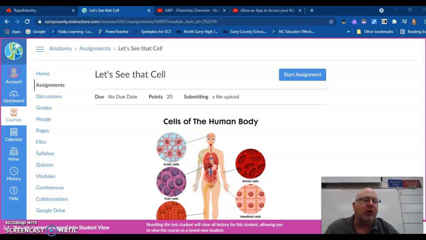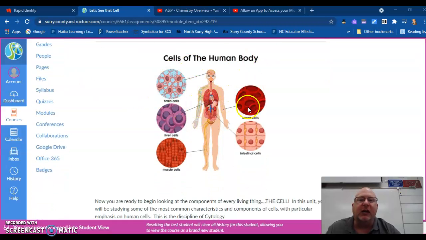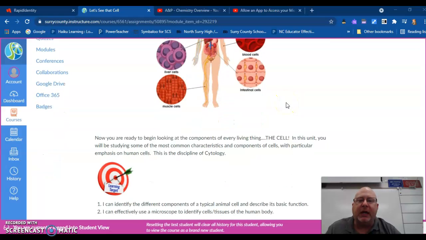To get you started on this, let's do a little bit of review of what is on the website and give you an overview of what you'll be doing in this particular unit. As we said, this is all about cytology, which is the study of the cell. You can see here I've got a little graphic of cells of the human body.